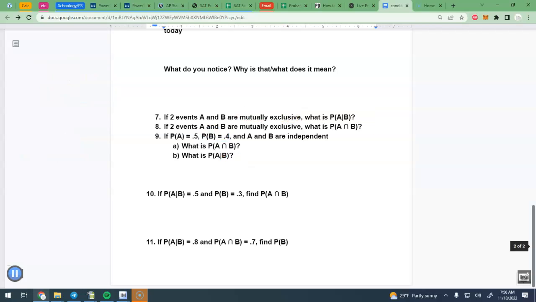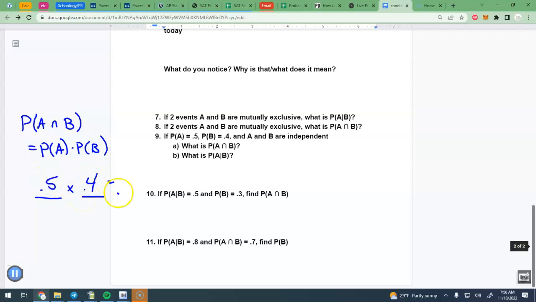Alright, 9A for and. What does and mean? We have or and. Or means add, and means multiply. Both, yeah, both. Multiply. So the probability of A and B equals the probability of A times the probability of B. This is just those slots, basically, that we did yesterday. So you go 0.5 times 0.4. That's 0.2.